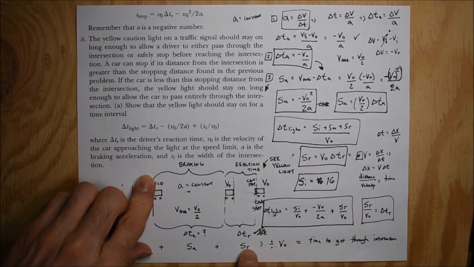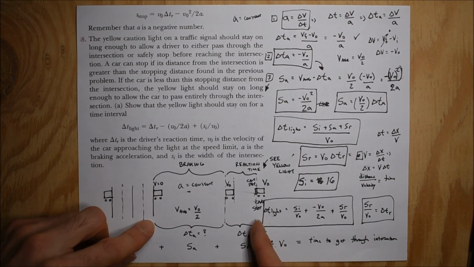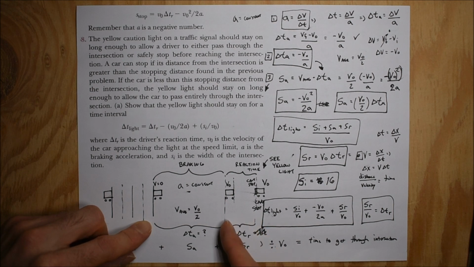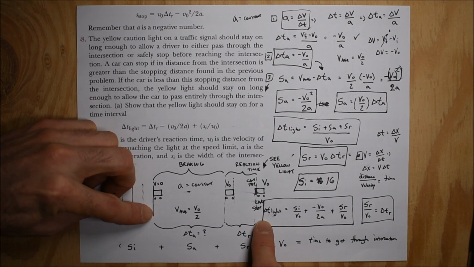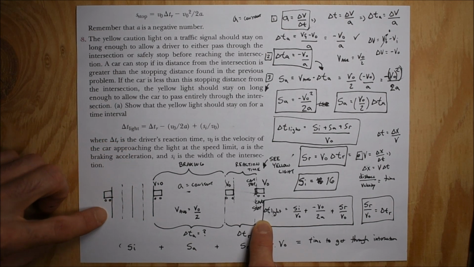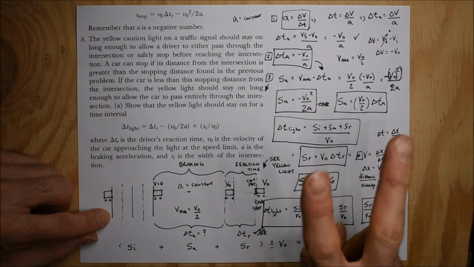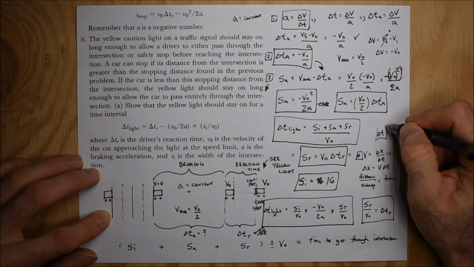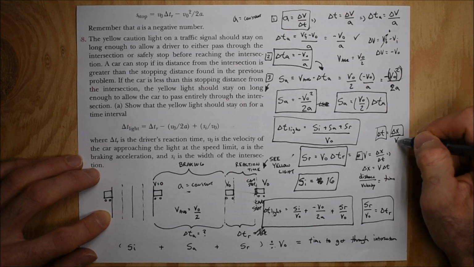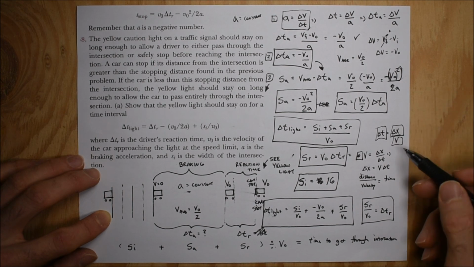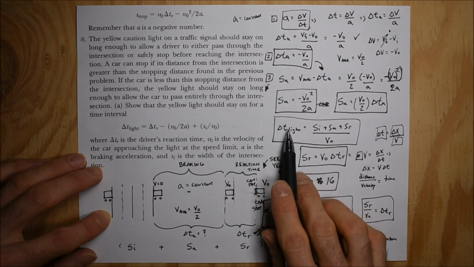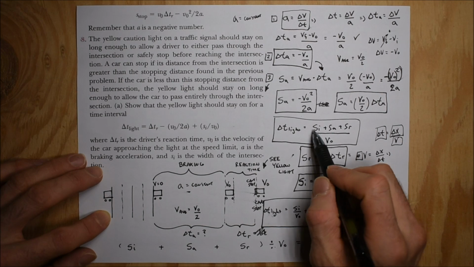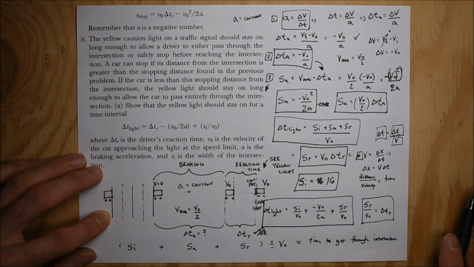So this SA and SR were important because now we know our reaction time distance. We know our stopping distance that it would take our car to stop. And then we know the length of the intersection. So the time it takes, let's go back to this equation. What is the time? Well, it's this distance divided by the velocity. So that's why I wrote it like this. Our change in time is our distance. This is total distance divided by the initial velocity.